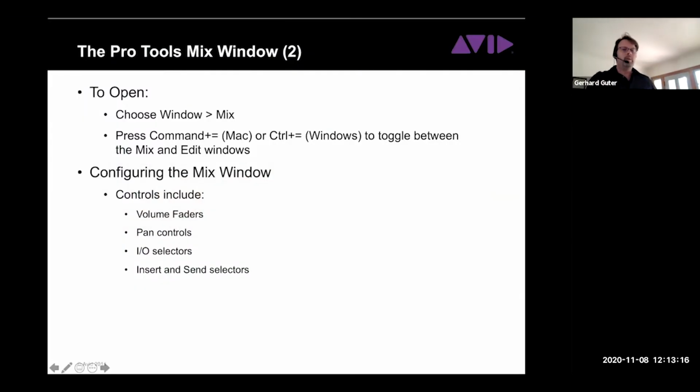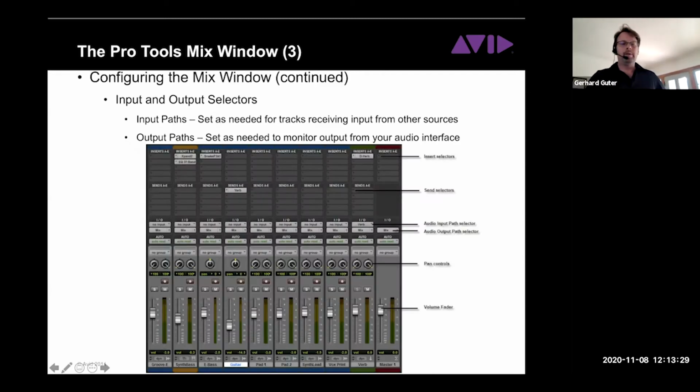So configuring the mix window, we talked about some of these controls already, but specifically for what we're doing in this exercise, the IO selectors, input-output selectors, and the insert and send selectors are going to be of importance to us. All right, so starting with the input and output selectors. We're talking about generally this area down here. Each one of these tracks has an input path, this one's not set right now, and then an output path right there as well.